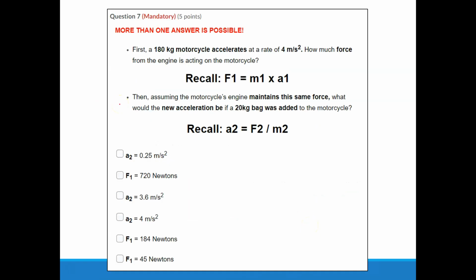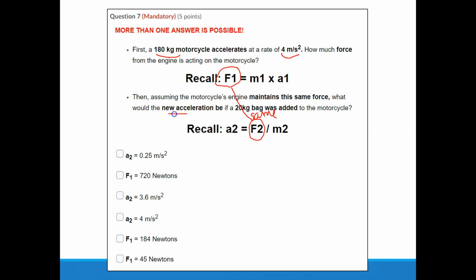All right, question number 7 is taking a look at Newton's second law, which is the equation force equals mass times acceleration. There are two parts to this. First, we're going to calculate the force of the engine if we have a 180 kilogram motorcycle accelerating at 4 meters per second squared. Then, once we know the force of the engine, we're going to assume that the engine maintains the same force, which means the force that we originally calculated is going to be the same force down here. So these ones will be the same. We'll go over that in a moment.